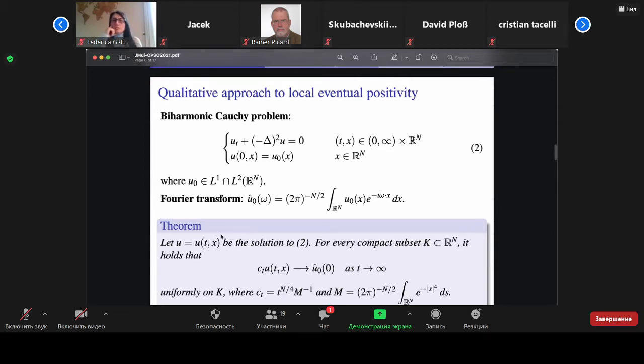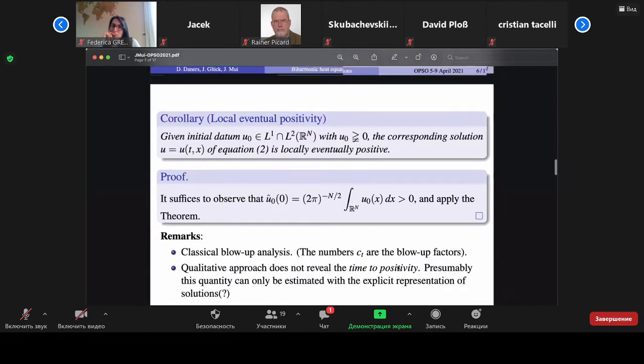And the main result says, well, let's consider the solution to problem 2, the biharmonic Cauchy problem. Then on every compact set, we have this C(t) times the solution converging to what could be called the fundamental mode of the initial datum. And the convergence is uniform on the compact subset K. And this C(t) is, I suppose, what could be seen as a blow-up factor. So this t to the n over 4 here is something that directly counteracts the decay of the fundamental solution.